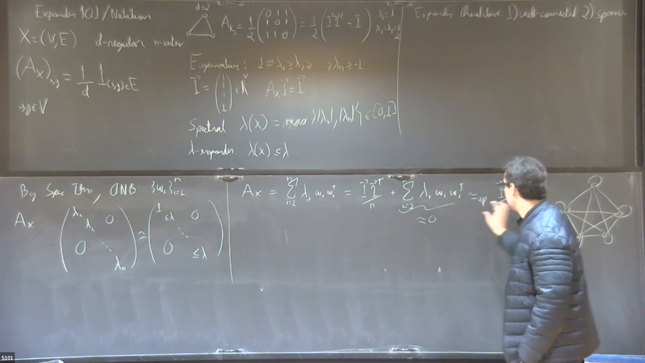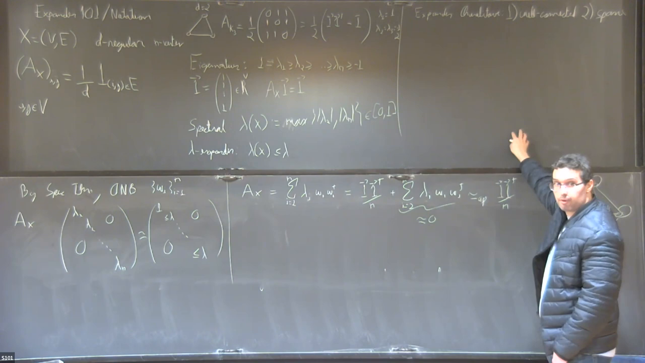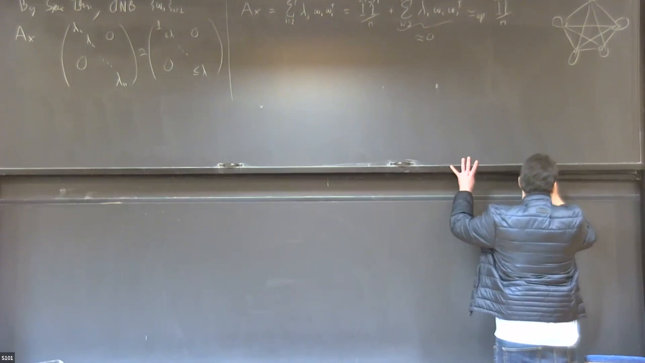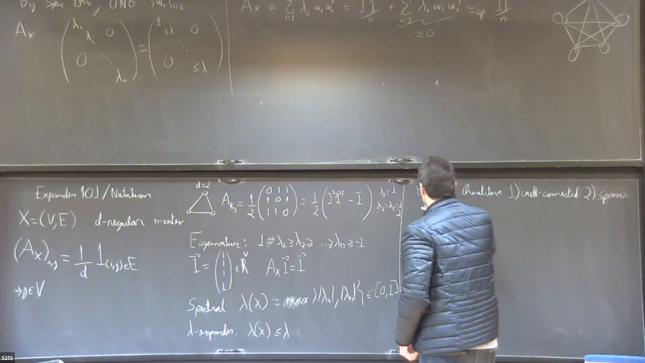And now we can make our wish list for an expander more quantitative. We asked the graph to be well connected and sparse, and one way of realizing that is to say that expanders are a quantitative version of this.